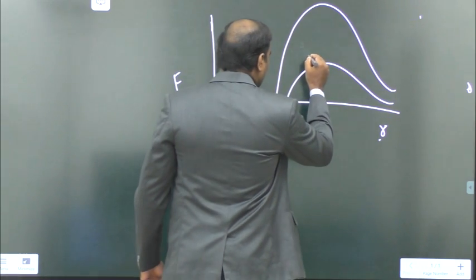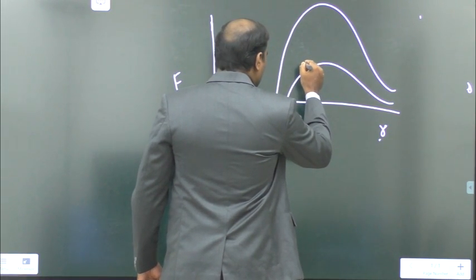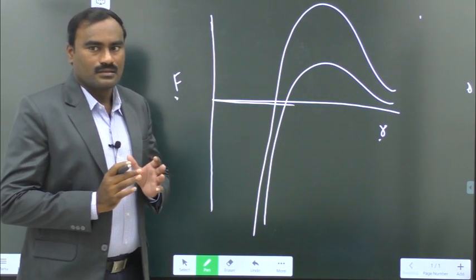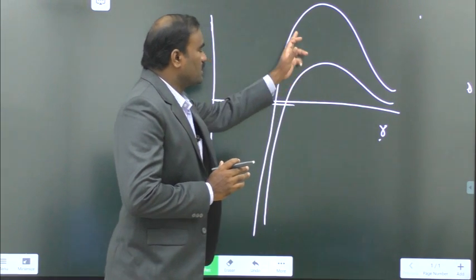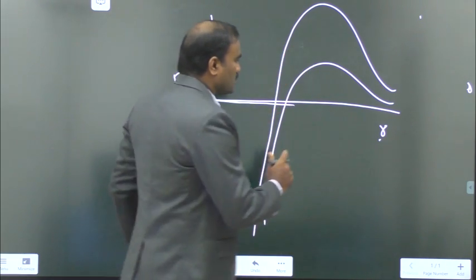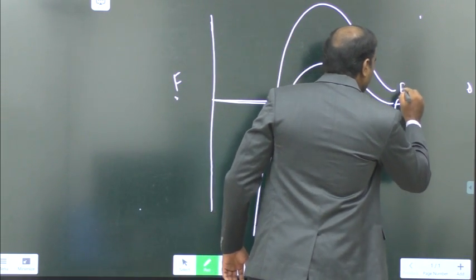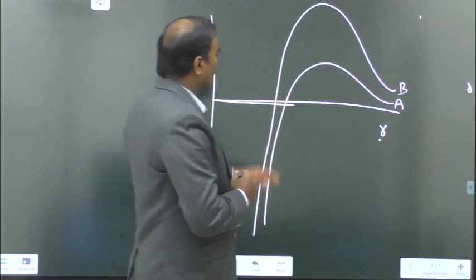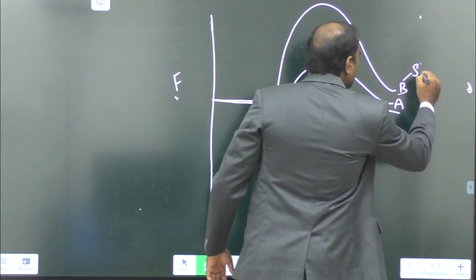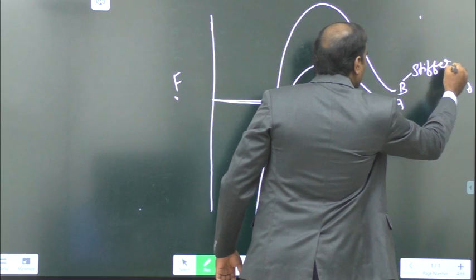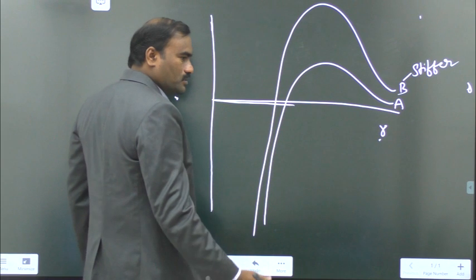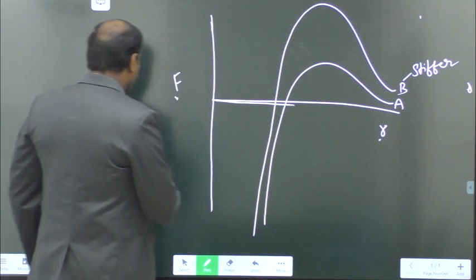Suppose I take these curves and I can say which of these two materials is stiffer. Let us say this is A and this is B, and simply by looking at this curve I can say B is stiffer than A.